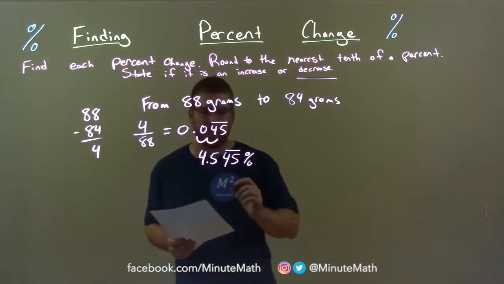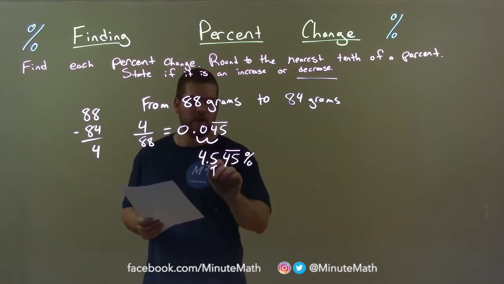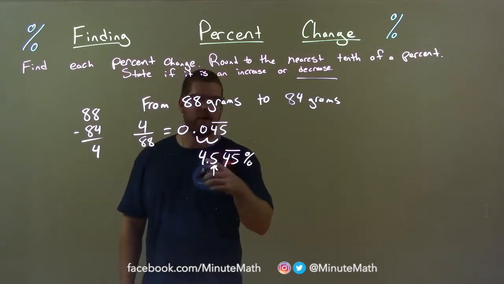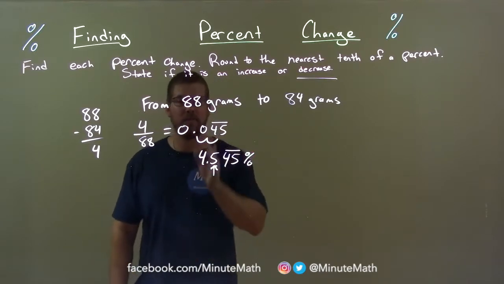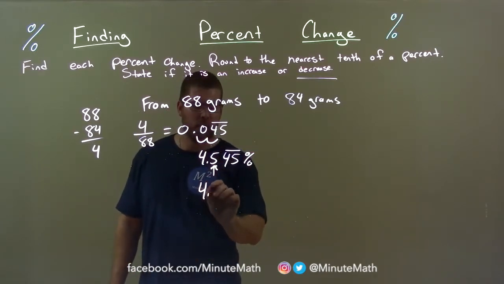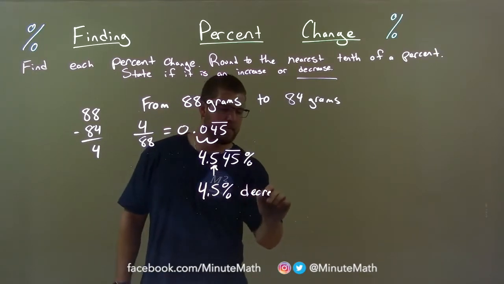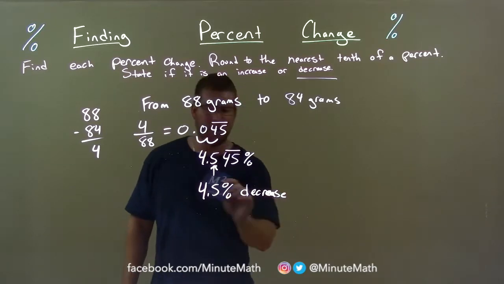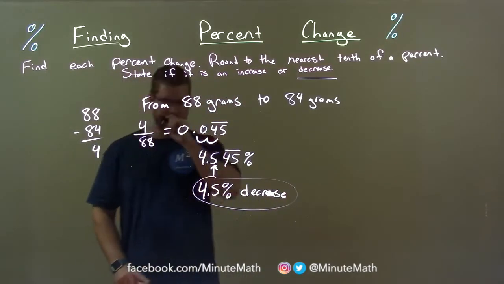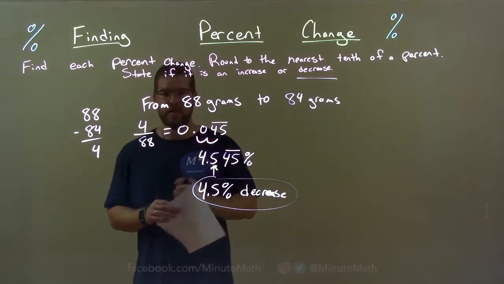Percent. Okay? Now we got to round the percent. We look at the nearest tenths spot right there as a 5. 5 looks to the 4. 4 causes 5 to stay where it is. We have 4.5 now percent. Already said it was a decrease. It's an E right there and an A. And an E at the end. Oh man. And we have 4.5% decrease as our final answer.